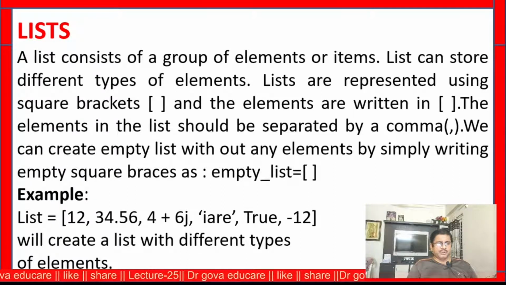Now, this is an example of a list. L is equal to 12, 34.56, 4 plus 6j, 'IRE', True, -12. Observe here, 12 is integer data type, 34.56 is a floating data type, 4 plus 6j is a complex data type, 'IRE' is a string data type, True is a boolean data type, and -12 is also an integer data type. That means a list contains heterogeneous elements.